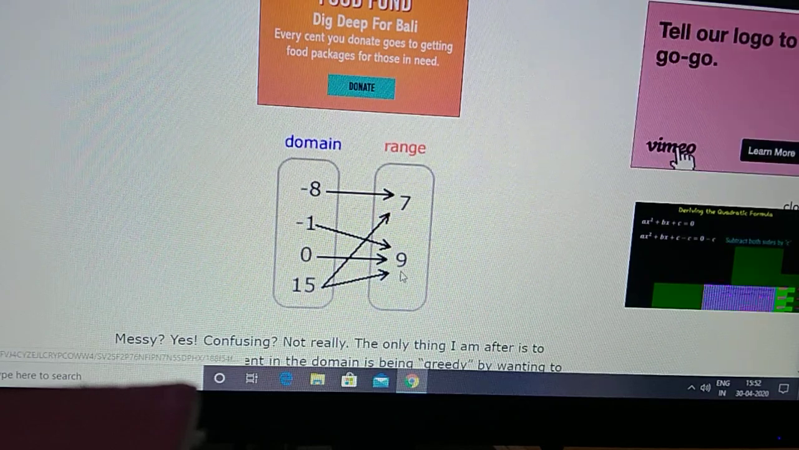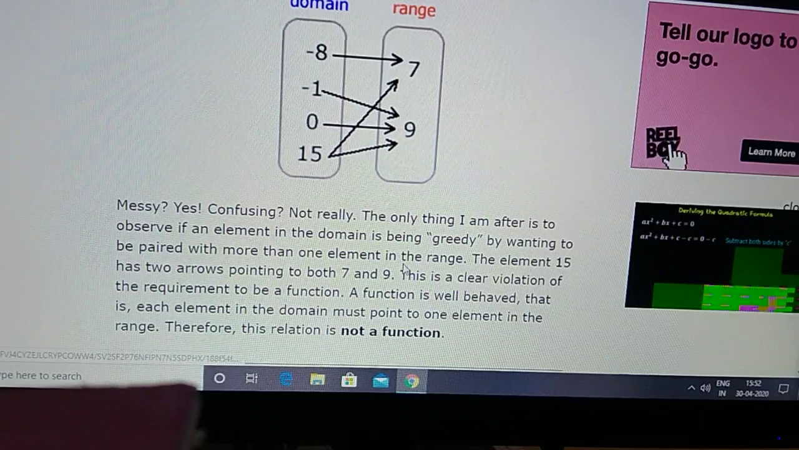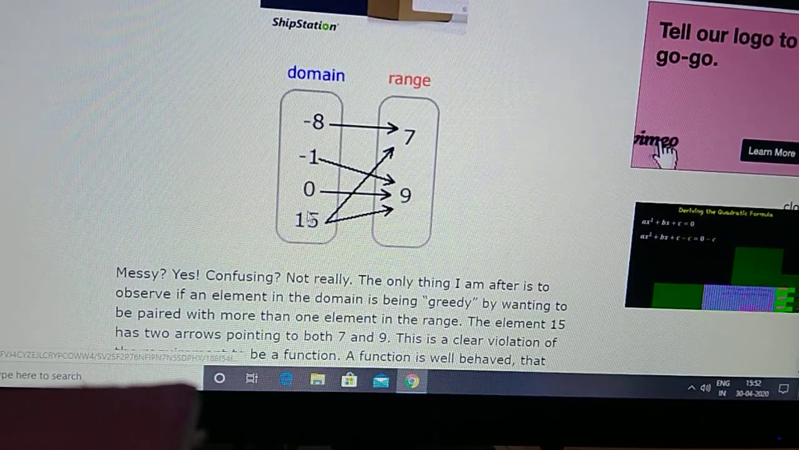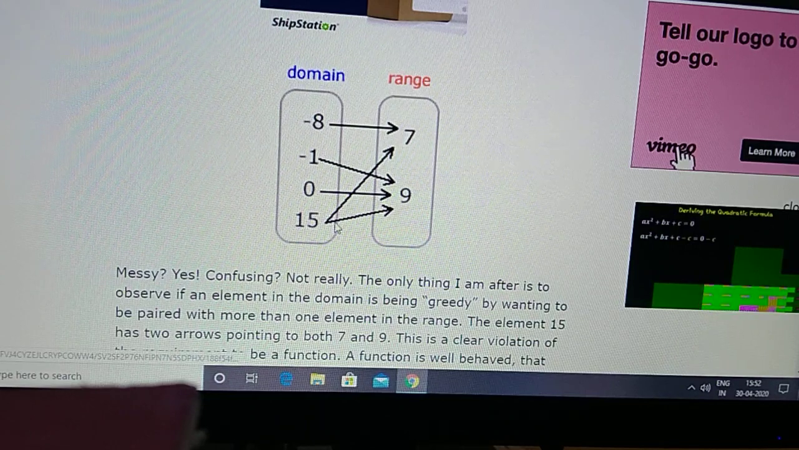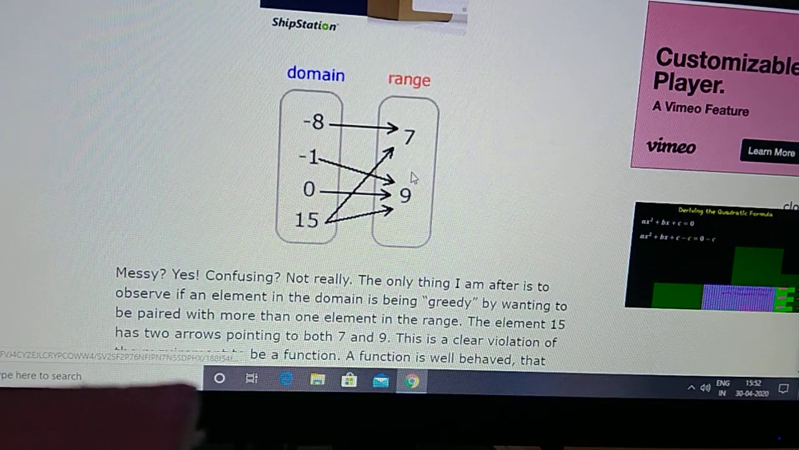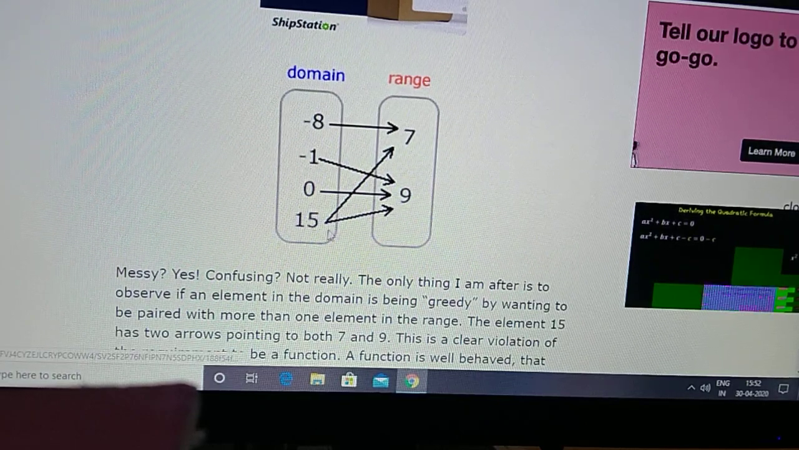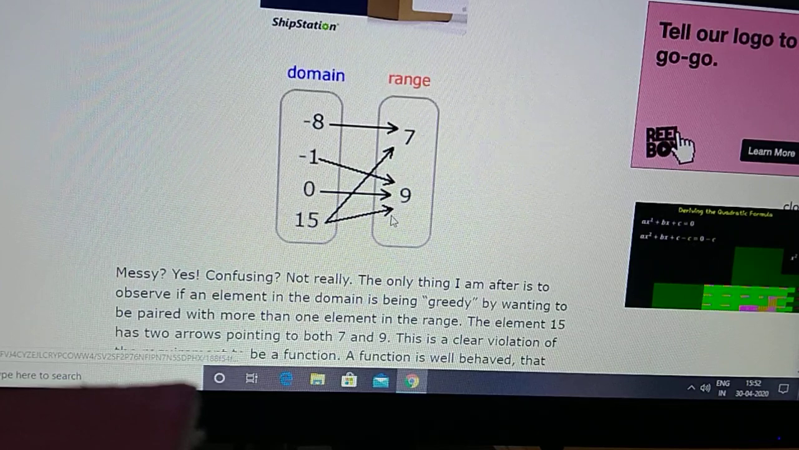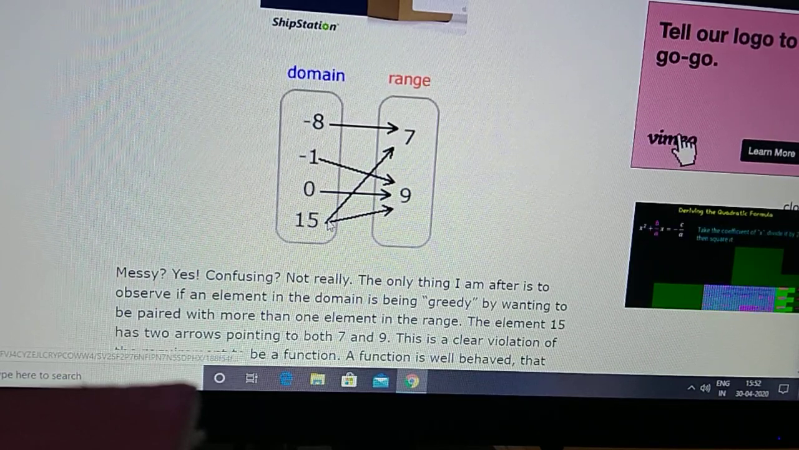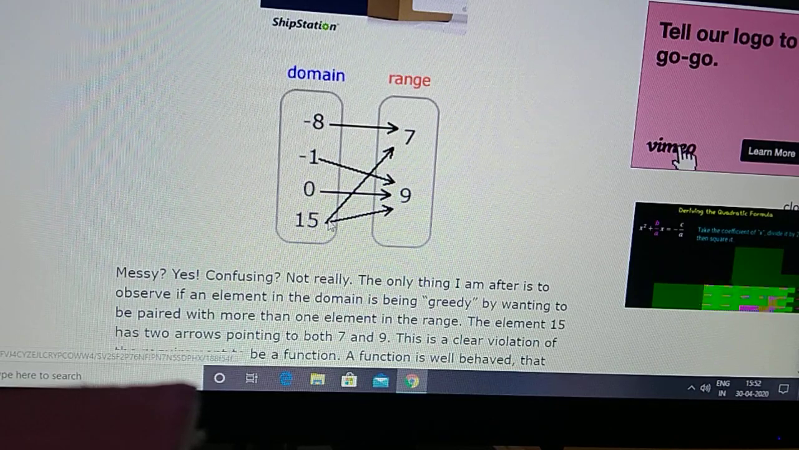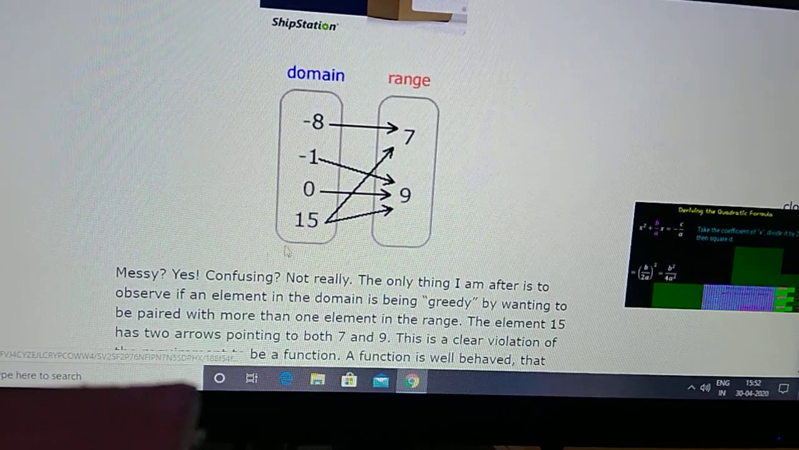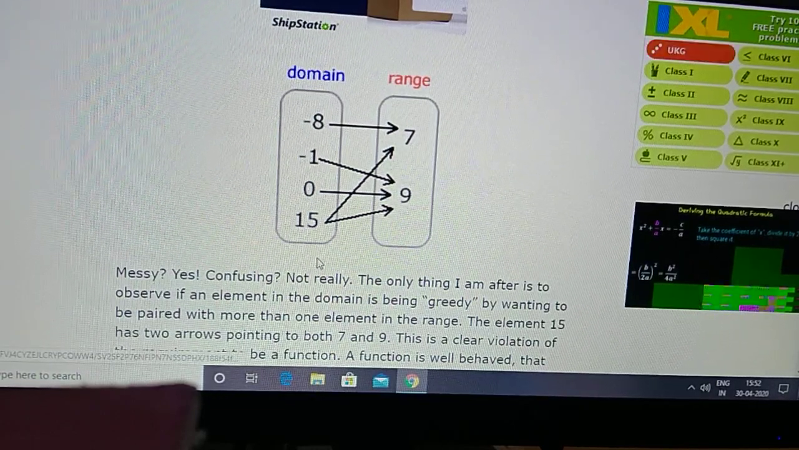Why? Again, the definition says that each element of x must be associated with only one value of y. Here 15 has two values, so it doesn't come under our definition of a function. So the given example is not a function. It's a must-have example.